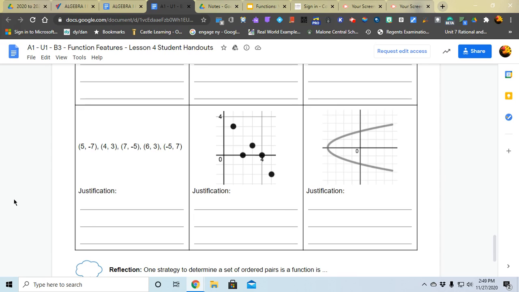Okay, now here I have 3 relations. I have a list of ordered pairs and 2 graphs. Can you tell me one strategy I could use to determine if any of these are a function? Yes or no? Can you pick one and describe how you would tell if it is a function?